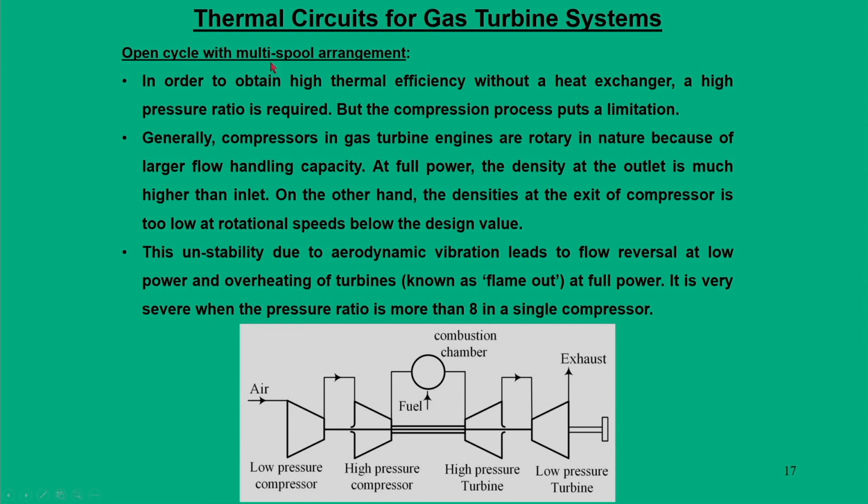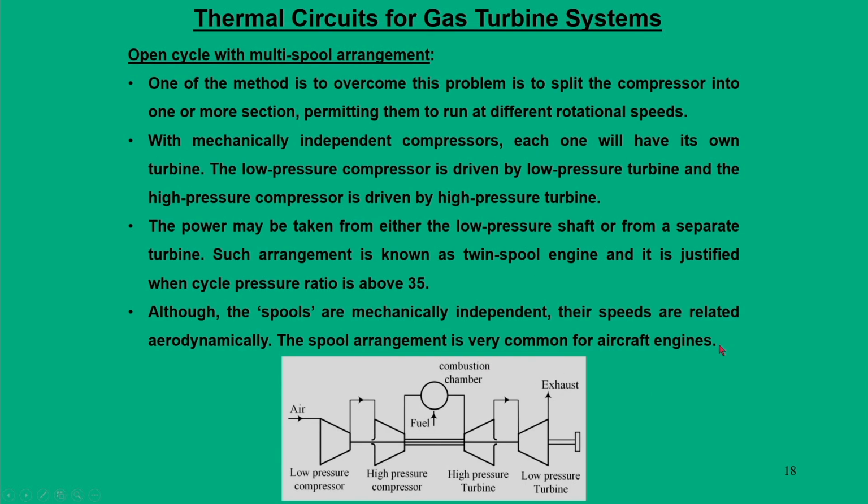In such cases we go for a multi-spool arrangement where the low pressure compressor and low pressure turbine are integrated separately, and the high pressure compressor and high pressure turbine are integrated separately. The role of the spool is felt when you have twin-spool gas turbine engines, and its role is felt when the pressure ratio is above 35. Otherwise, you do not go for multi-spool arrangements.